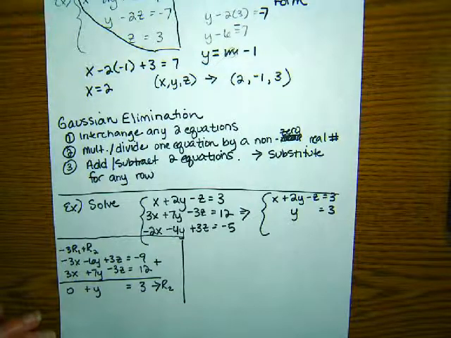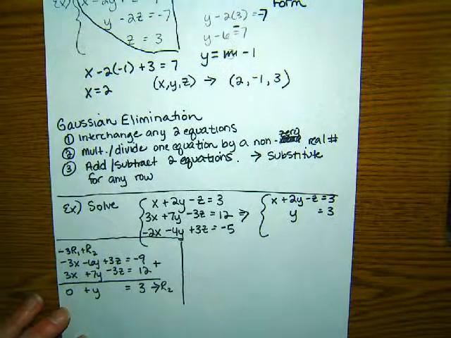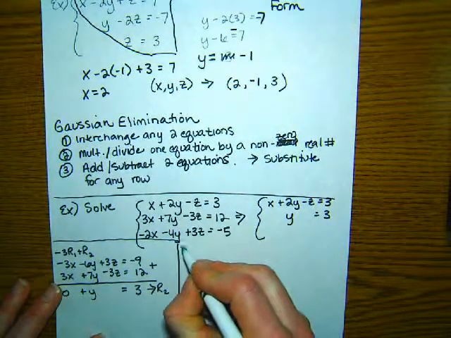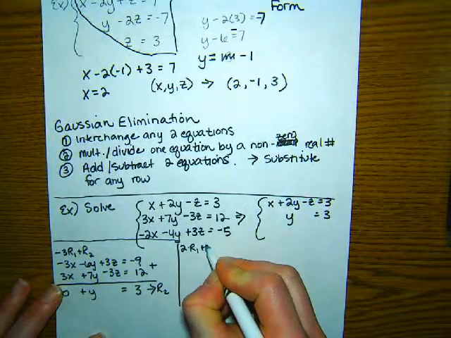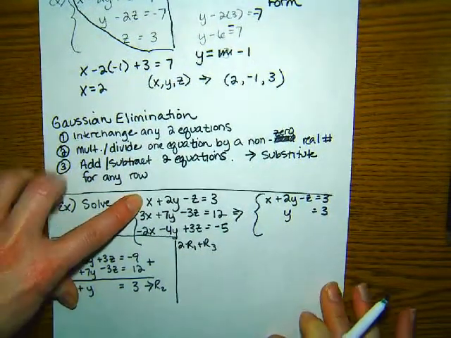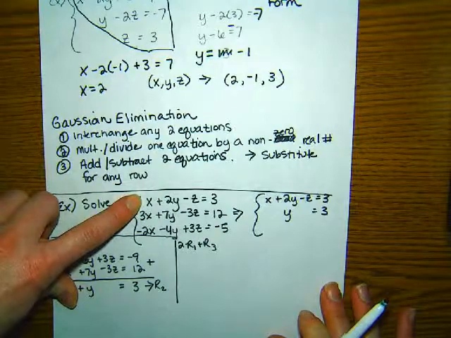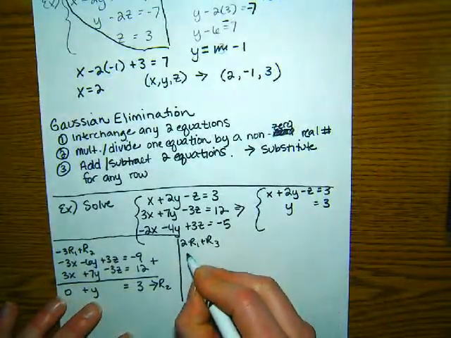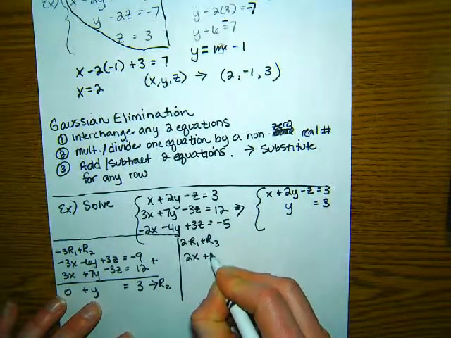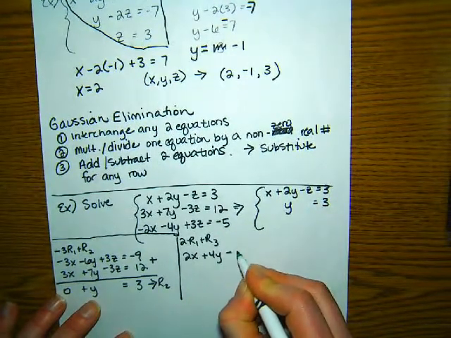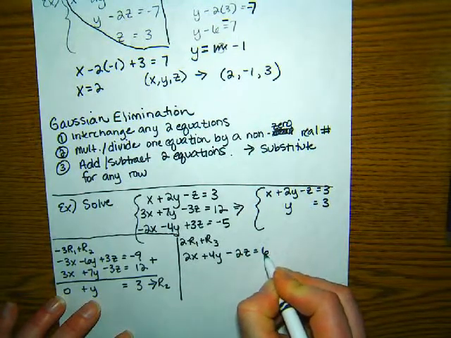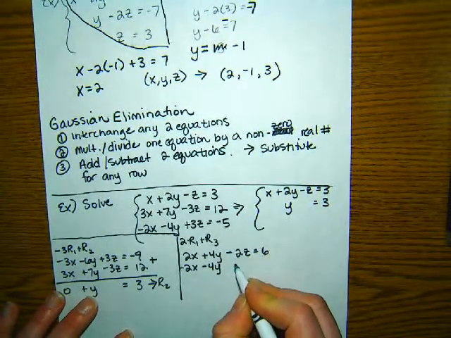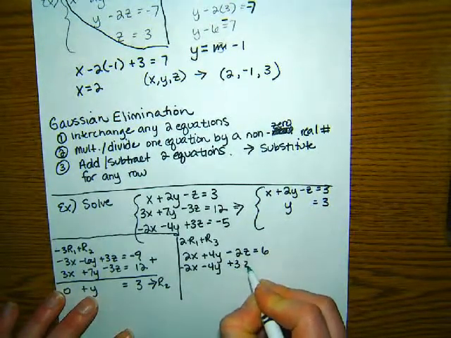Yeah. How can you eliminate x in row 3, guys? How would you do that? Okay, 2 times row 1 plus row 3. Do you see that? 2 times row 1 plus row 3 would get rid of the x in row 3. So I have 2x plus 4y minus 2z equals 6, and then negative 2x minus 4y, oh, I'm going to get another 2 for 1 here. I didn't even plan that out. Plus 3z equals negative 5.